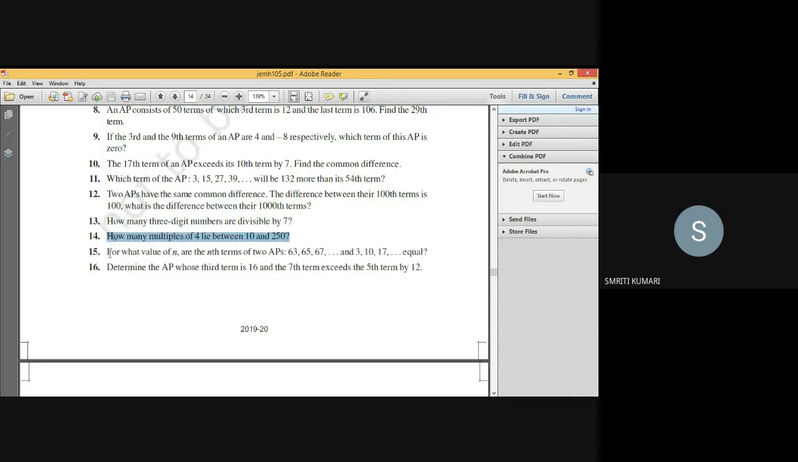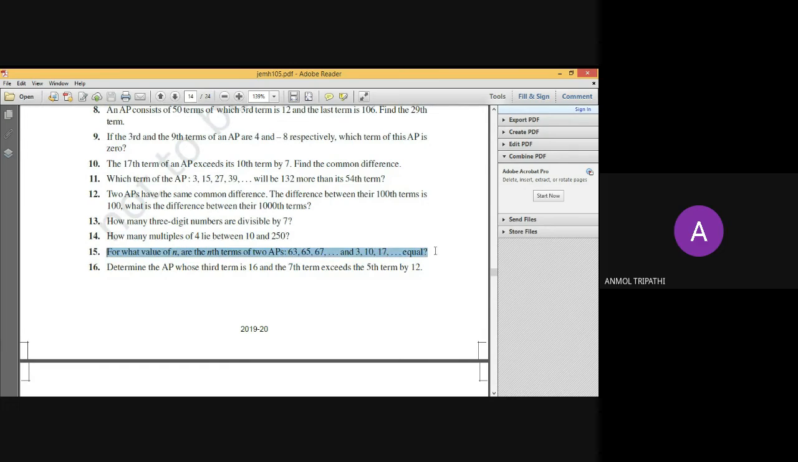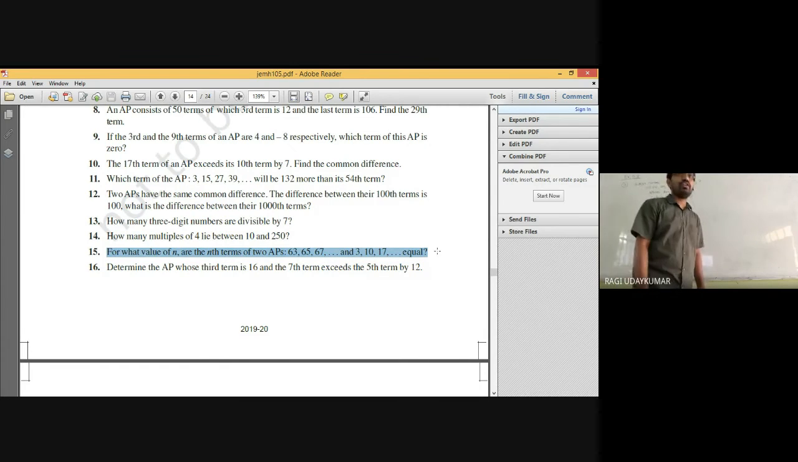Can you do this problem? Yes, sir. Next, 15th question. For what value of n are the nth terms of these two arithmetic progressions equal? You need to find the nth term of the first arithmetic progression and the nth term of the second arithmetic progression, and both should be equal. For what value of n are both equal is the question.